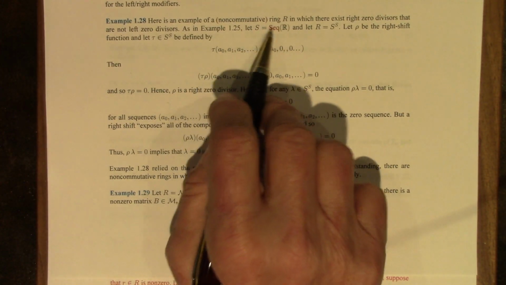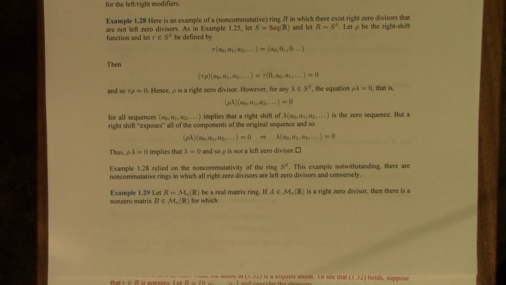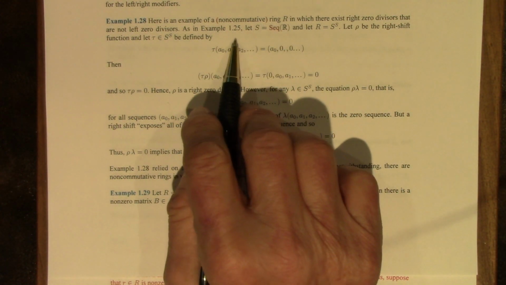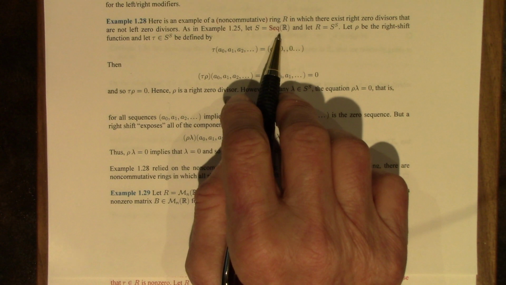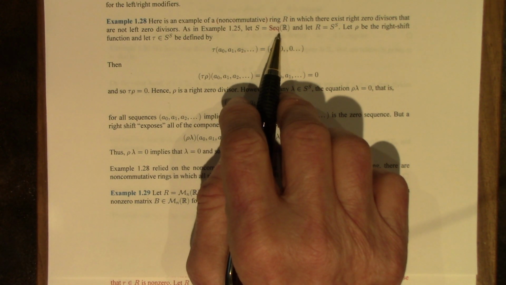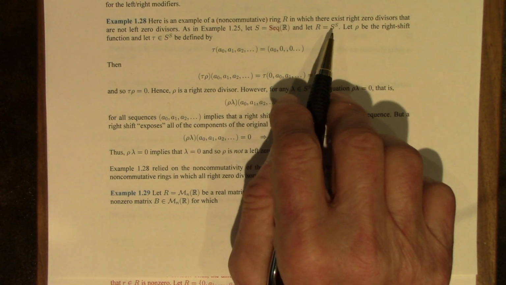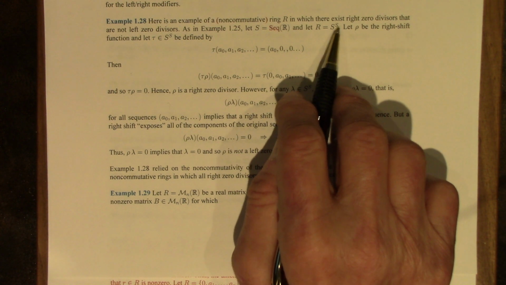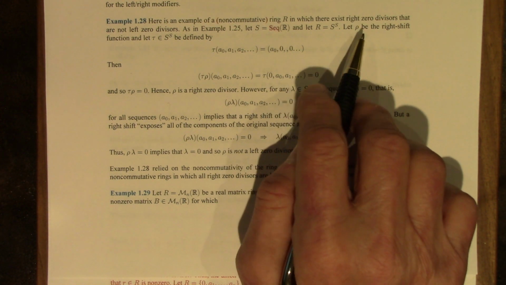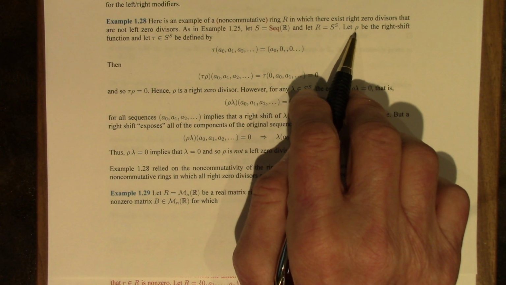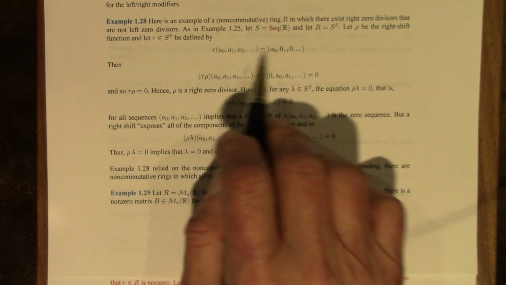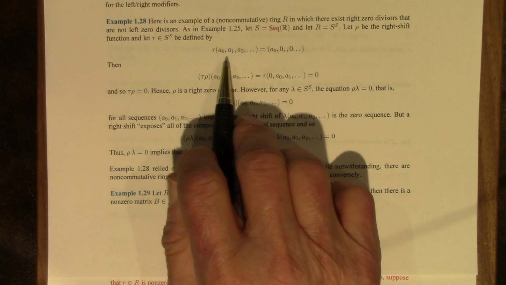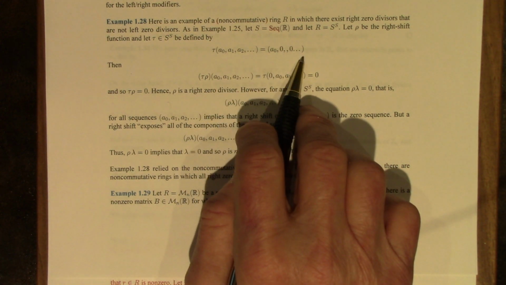Here's an example of a non-commutative ring R in which there exist right zero divisors that are not left zero divisors. Recall from an earlier example that we considered the set S of all real sequences. This forms a ring under component-wise addition and multiplication. And let R be the ring of all functions from S to itself. Let rho be the right shift function, which we talked about before, and let tau be the function defined this way. In words, it just turns all of the elements of a sequence except the first one into zeros.